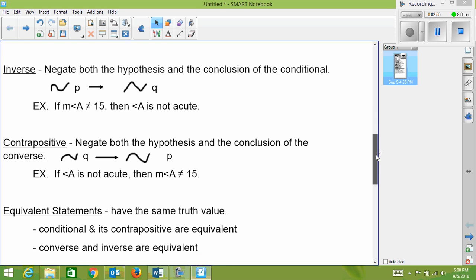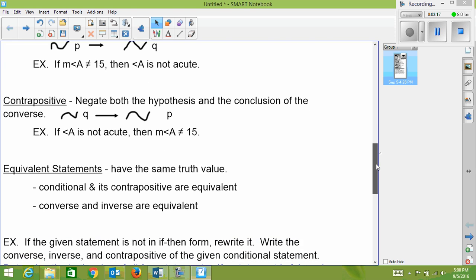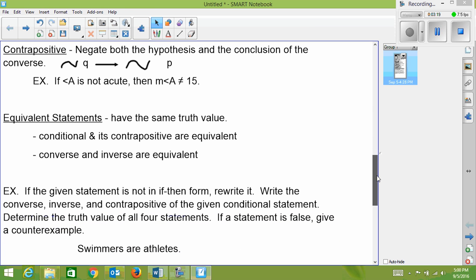Equivalent statements, you'll have to do some of these, and that just means that they have the same truth value, so they'll either both be true or both be false. They can't be separated. So a conditional and its contrapositive are always equivalent. So they're always either both true or both false. The converse and the inverse are also equivalent. Same thing there. They're either both true or both false. And we'll do many examples of these so that they'll make more sense as we go.